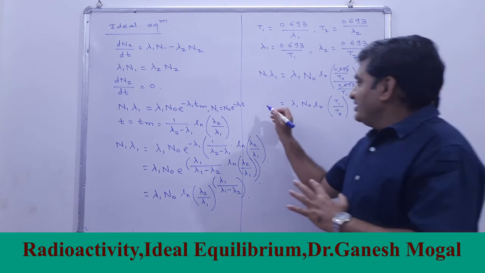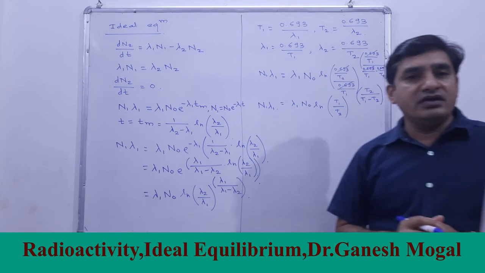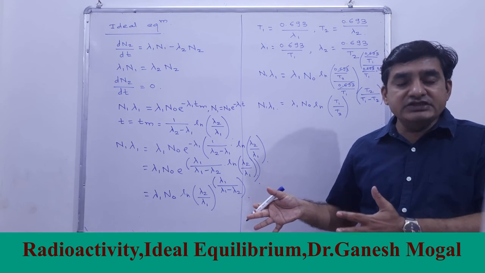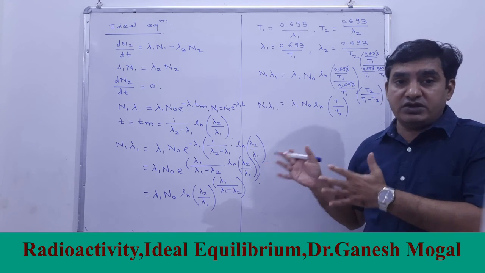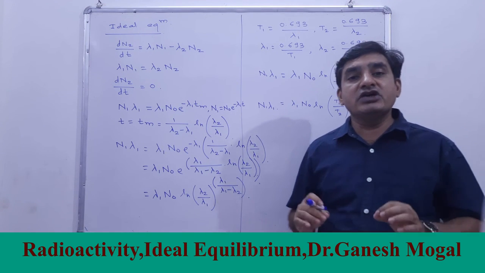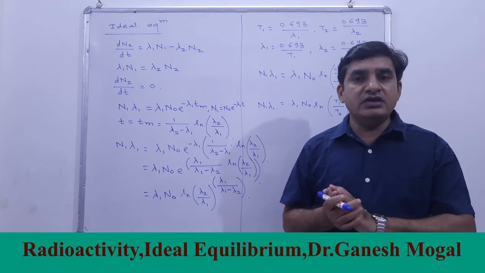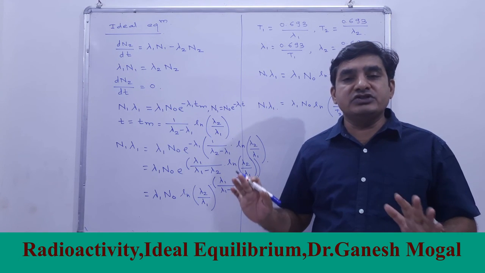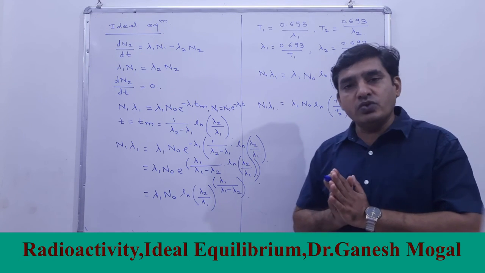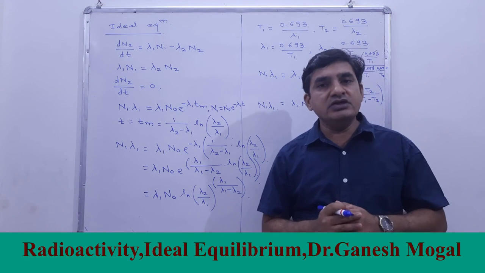Now, this represents the activity of a parent, and we can say that the activity of a parent is equal to the activity of a daughter. Such a type of equilibrium is known as ideal equilibrium. When the activity of a parent is equal to the activity of a daughter, such a type of equilibrium is known as ideal equilibrium. So this is related to the ideal equilibrium.